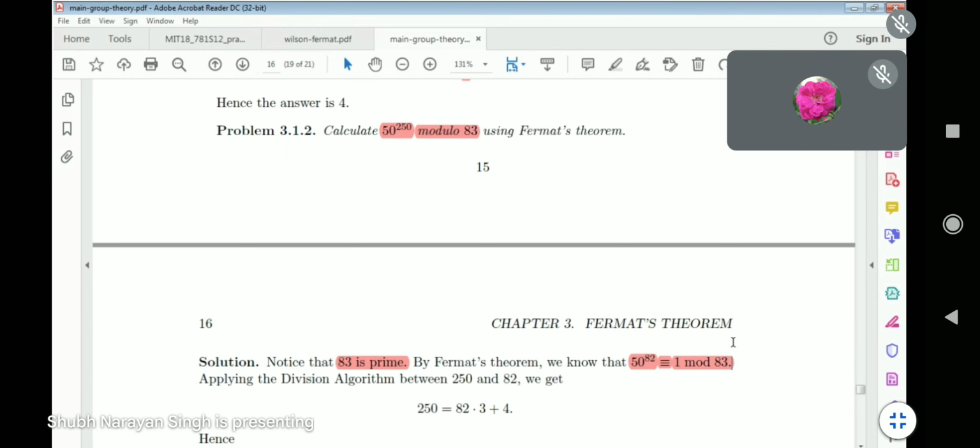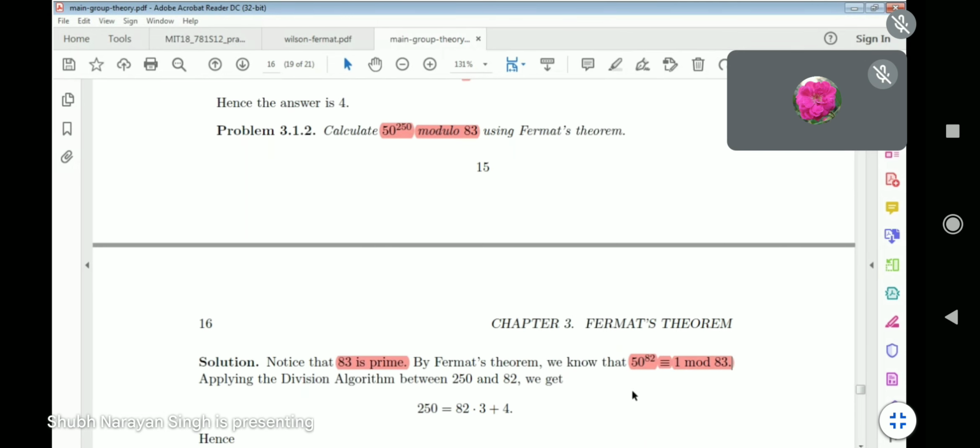Fermat's theorem says that a power p minus 1 is congruent to 1 modulo p. Here p is equal to 83, a is equal to 50. Then we get 50 power 82 is congruent to 1 modulo 83. So we got this term. That means if you divide 50 power 82 minus 1 by 83, we'll get the remainder 0. When you divide 50 power 82 by 83, we'll get the remainder 1.